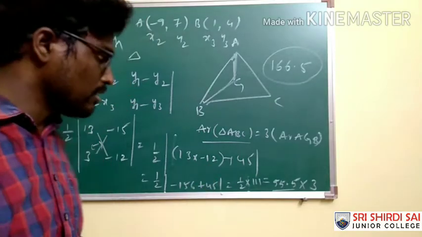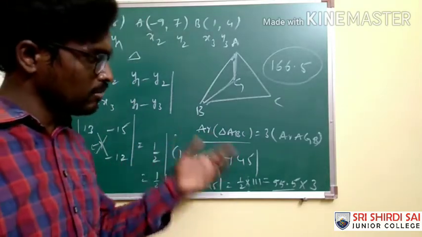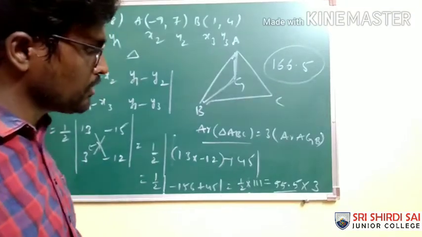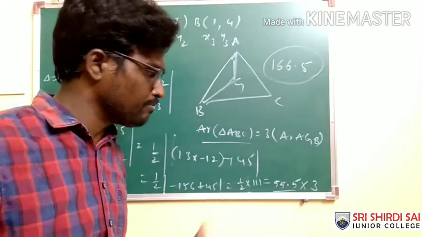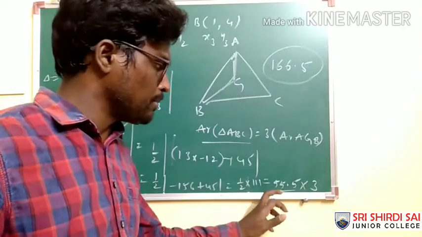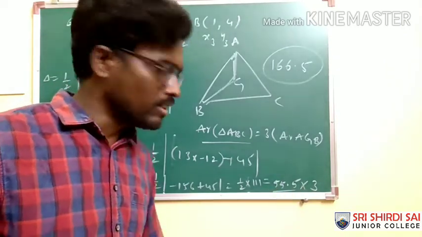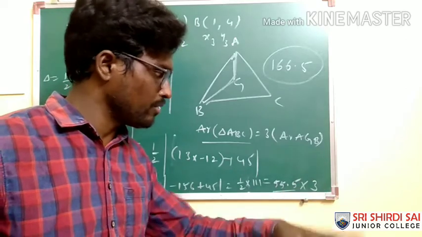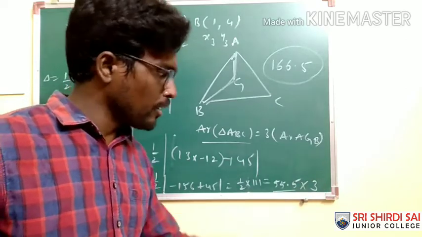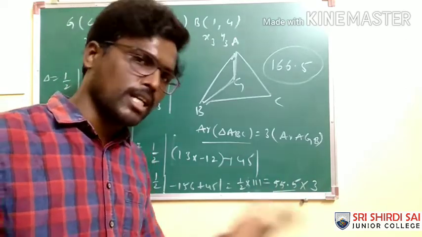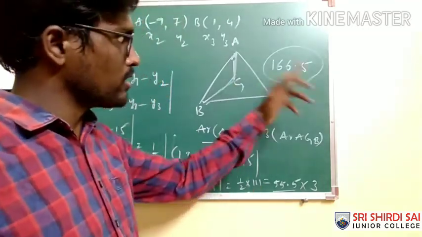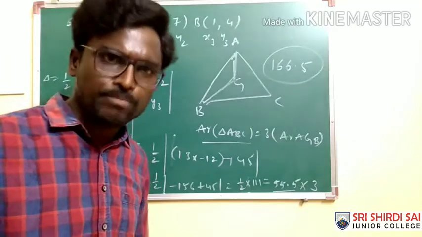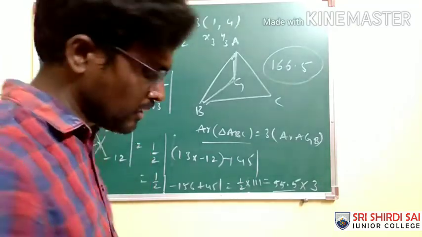You should be very fast at calculations, otherwise you will be killing your time in the examinations. See here, while multiplying this, using pen and paper is not required. First multiply 55 three times: 50 into 3 is 150, 5 into 3 is 15, so 165. 0.5 three times means 50 paisa multiplied three times, so you will get 1 rupee 50 paisa. So 165 plus 1.5 will give you 166.5, the required area.